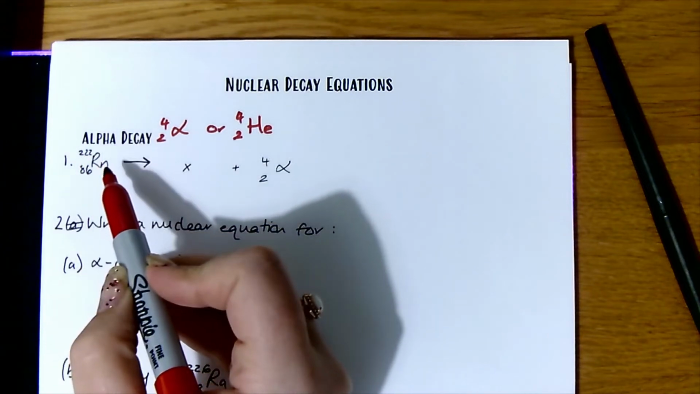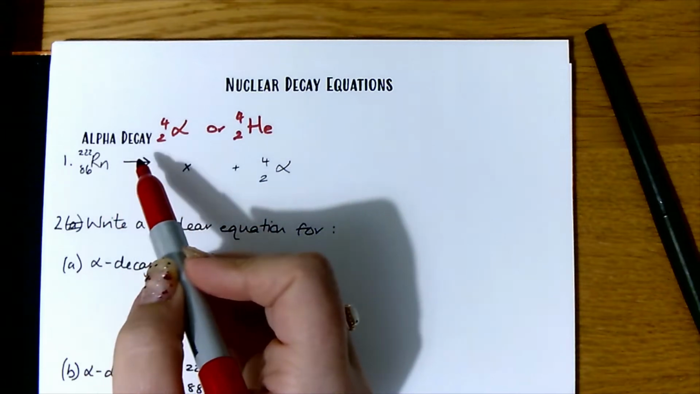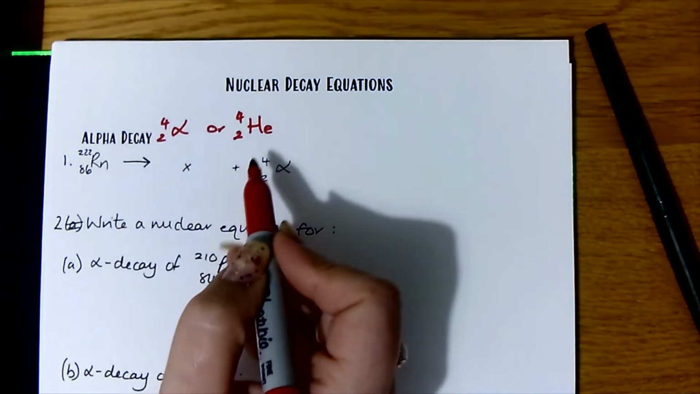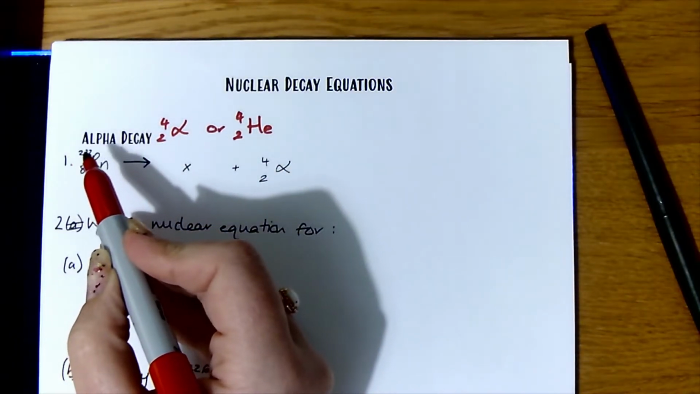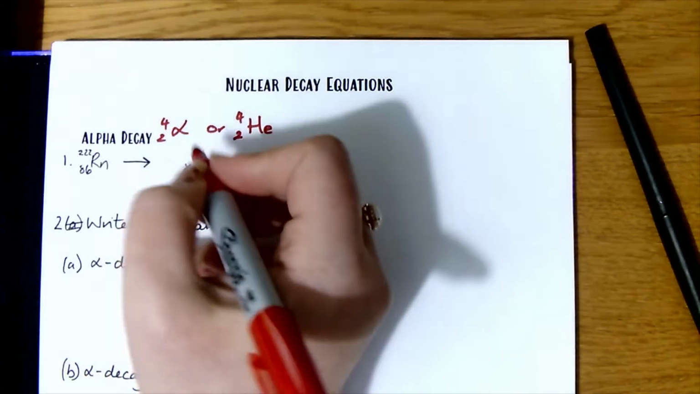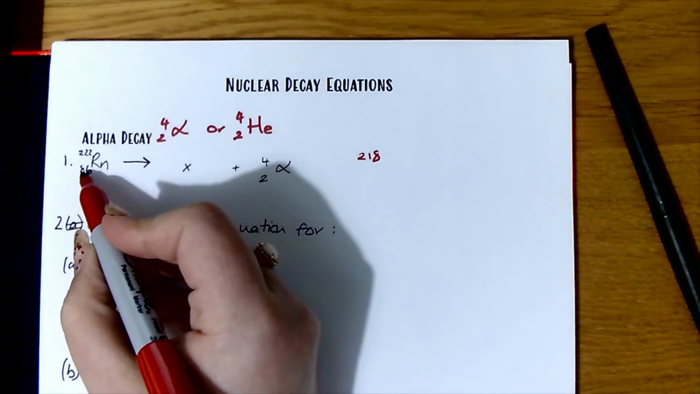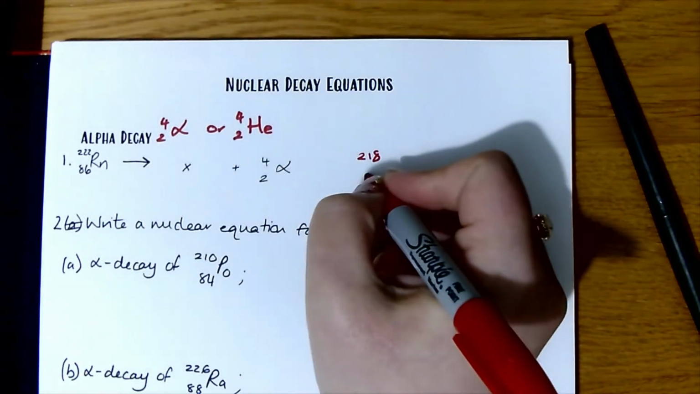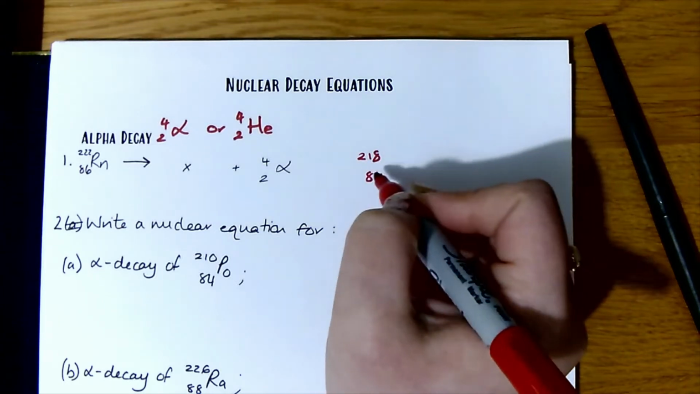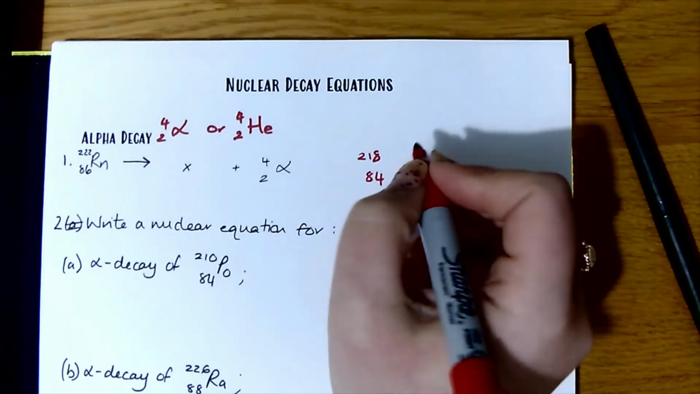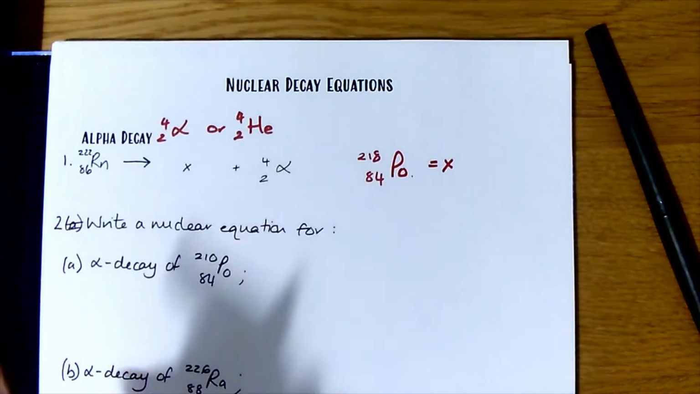So here you can see we have radon 222 and we have lost an alpha particle. So this is essentially a maths exercise. 222 minus 4 is 218. 86 minus 2 is 84. And then if you use atomic number 84 and look in your data book, you'll find that that is the number for polonium. So that equals X. That's the substance that you're looking for.